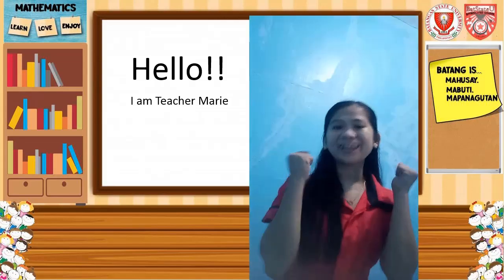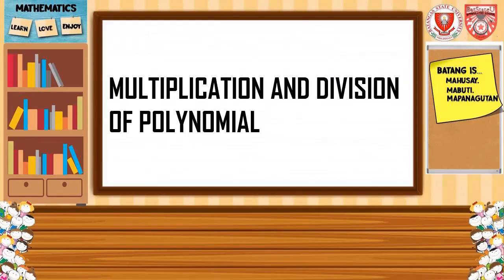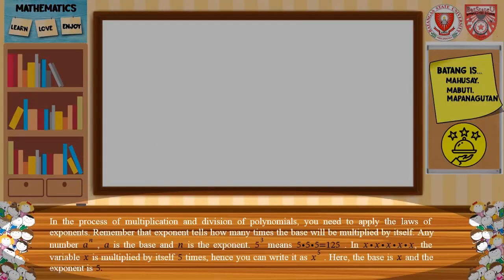Let us enjoy watching while learning. Multiplication and division of polynomial. In the process of multiplication and division of polynomial, you need to apply law of exponent. Remember that exponent tells how many times the base will be multiplied by itself. Any number a raised to n, a is the base and n is the exponent.